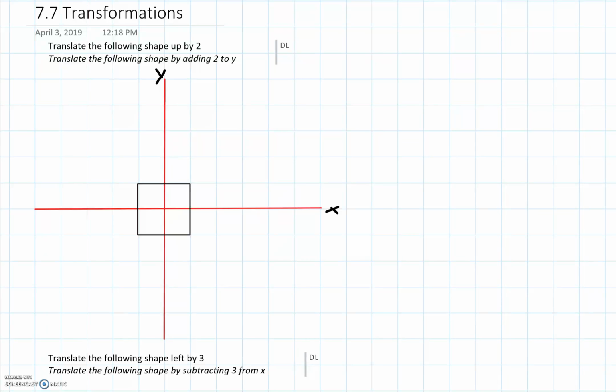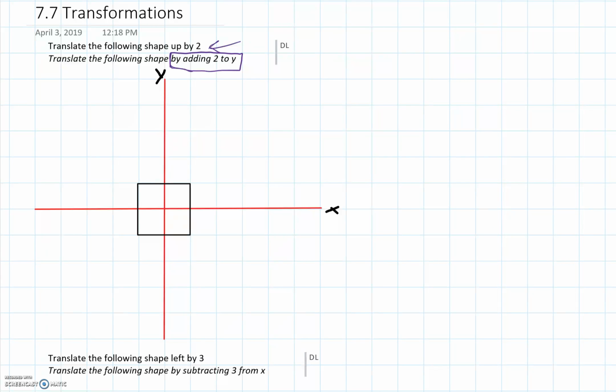So, questions will look like this. Translate the following shape up by 2. I'm telling you this other part here because it's nice to know for your future, especially grade 10, this is how it's going to show up later on. So translate by adding 2 to the y, which just means up by 2. Okay, so be aware of that, but we'll just see up, right, left, down, that sort of thing for now.